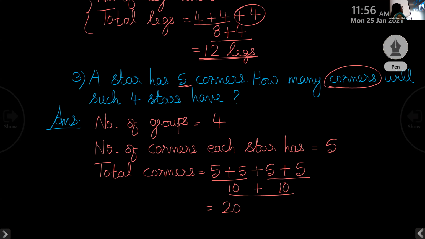Okay. Anthony Babu. Ma'am, 20 corners. Very good. It is already written over here. Total corners. And the question is how many corners? So we have found out the number of corners. 20 corners.